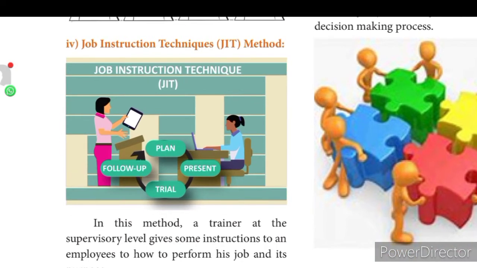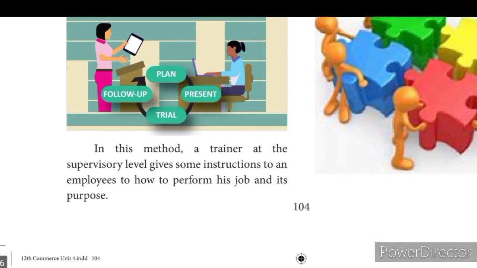See, the job instruction techniques method. What is the job instruction technique method? In this method, a trainer at the supervisory level gives instructions to an employee on how to perform his job and its purpose. It's very simple, isn't it? We already had a discussion about this in your last classes, and I have already explained all this.